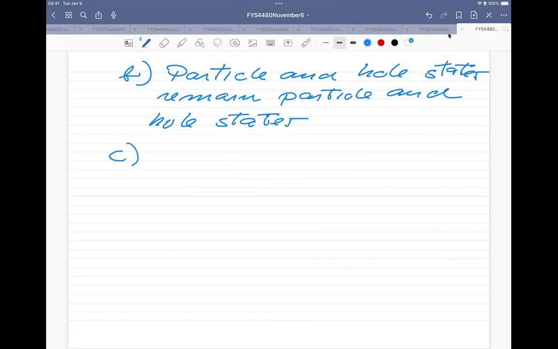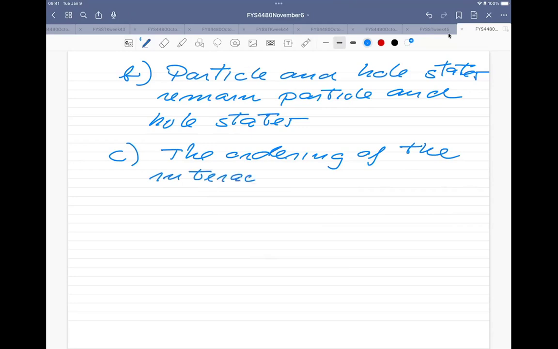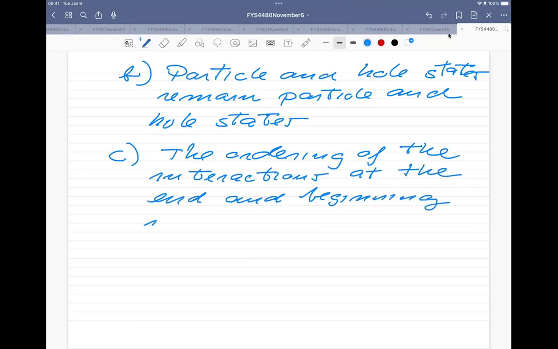And then finally, the ordering of the interaction at the beginning and end remains unchanged. So the ordering of the interaction vertices, or just the interactions, at the end and the beginning remain the same. The end and beginning is unchanged.